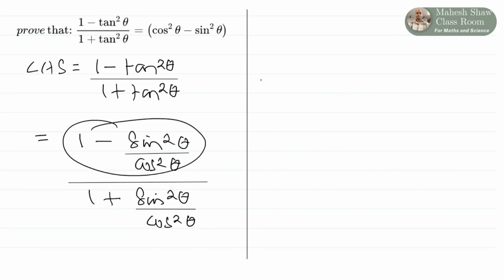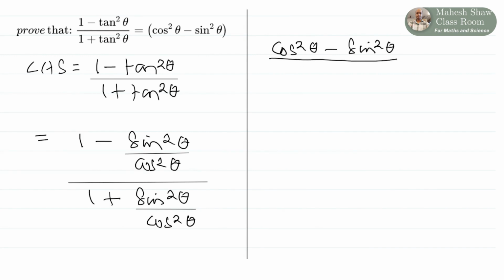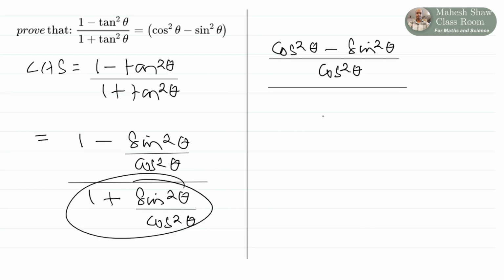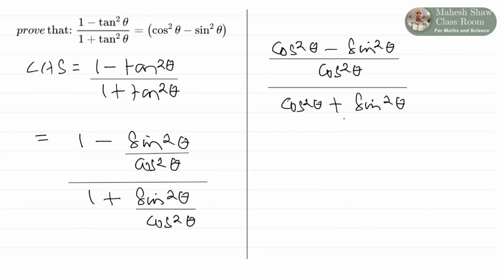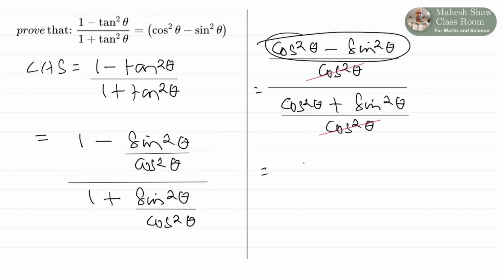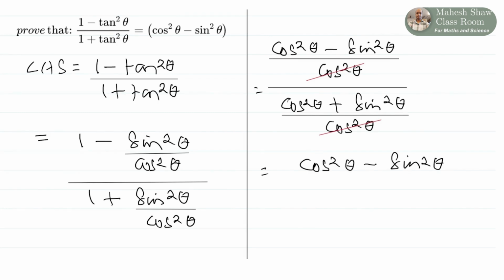Now we are going to simplify by taking LCM here. So it is (cos square theta minus sine square theta) over cos square theta, that whole divided by, same here, (cos square theta plus sine square theta) divided by cos square theta. Now cos square and cos square get cancelled. That results to give what? Cos square minus sine square in the numerator, and that divided by, we know that cos square plus sine square or sine square plus cos square is 1. So that is divided by 1, that is equal to RHS.